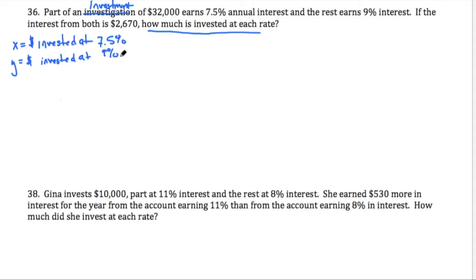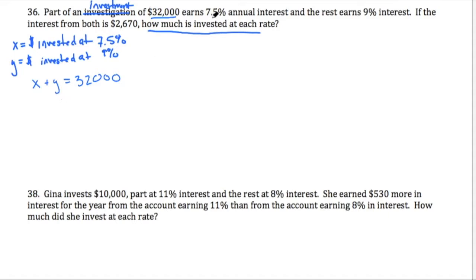Okay, so our first equation comes from the fact that some of it's going to the 7.5% interest, some of it's going to the 9% interest, but the amount of money we had was $32,000. So that's what x and y are. x is some going in one place and y is some going in another place, but together they must be this $32,000 that we started out with in our investment.